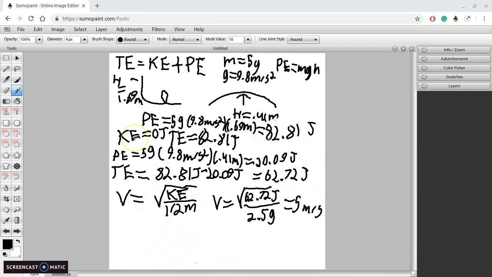We know that the kinetic energy at the top of the roller coaster is zero because it is not moving. It is the start of the roller coaster, the highest point. So 82.81 joules is also the total energy.